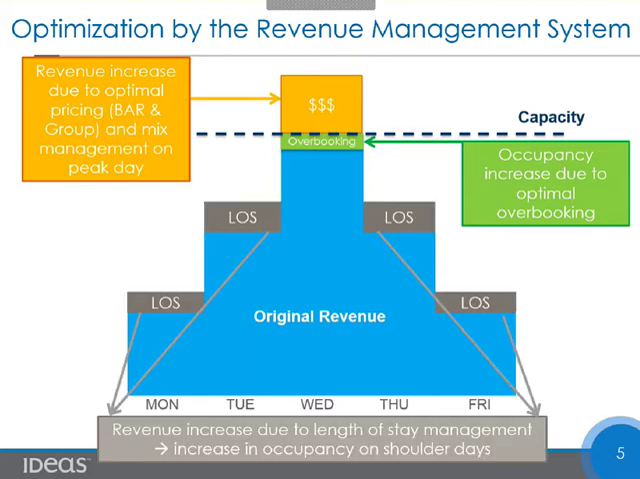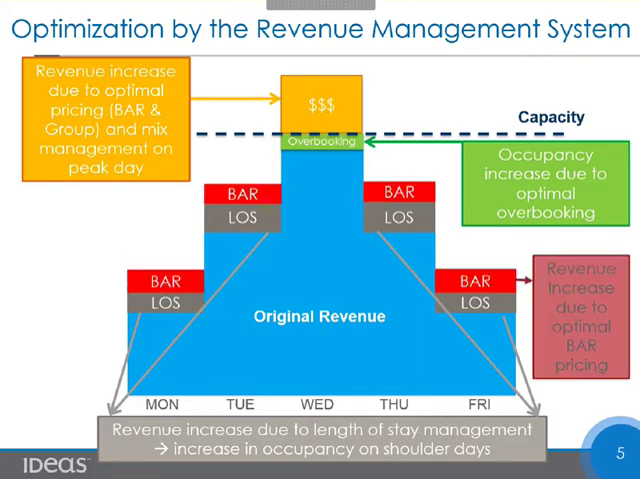Length of stay controls will help you drive revenues and room nights during your shoulder periods. And on all days, no matter the forecasted occupancy, an RMS helps you to set the right BAR as well as group pricing decisions.